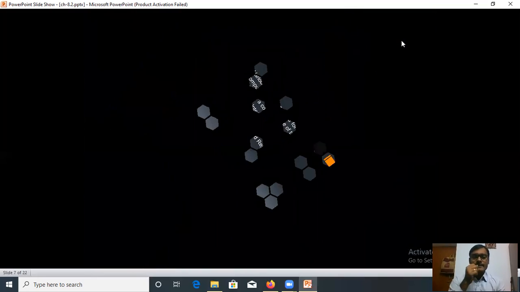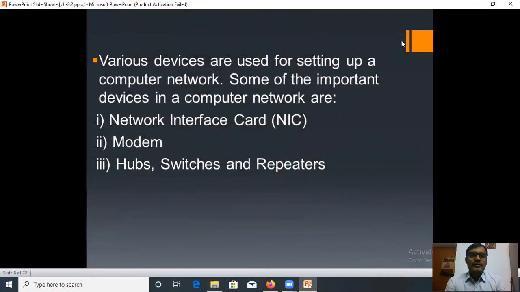So you can see various devices are used for setting up a computer network. Suppose you are going to establish a computer network in a building, so you need some hardware devices, and some of the important devices in a computer network are given below. First one is network interface card, NIC. Second, modem, and third, hubs, switches, or repeaters.